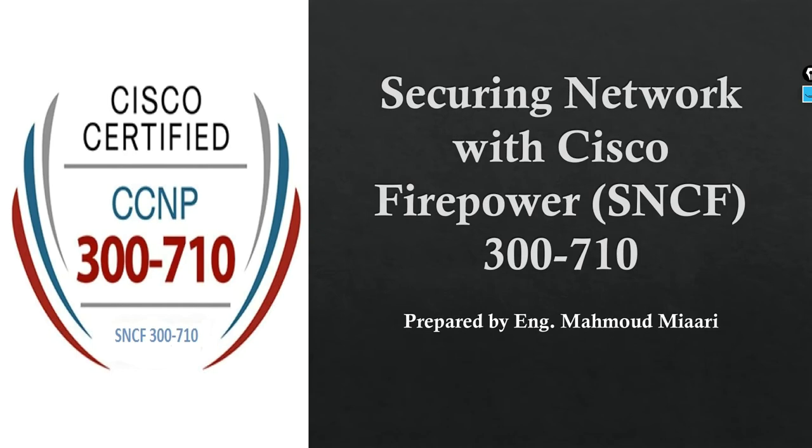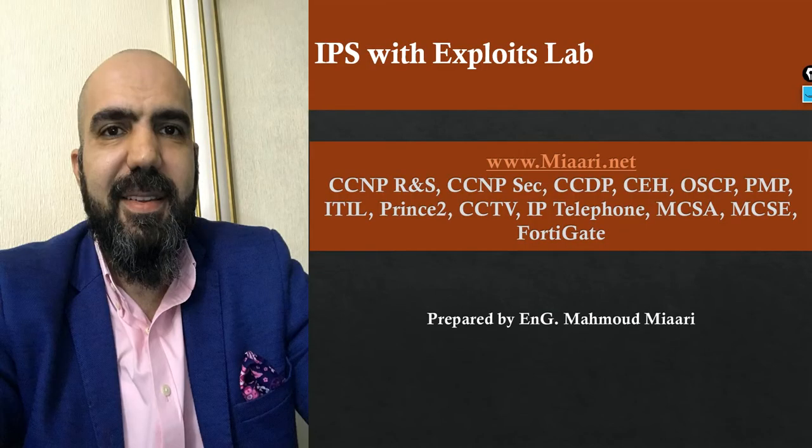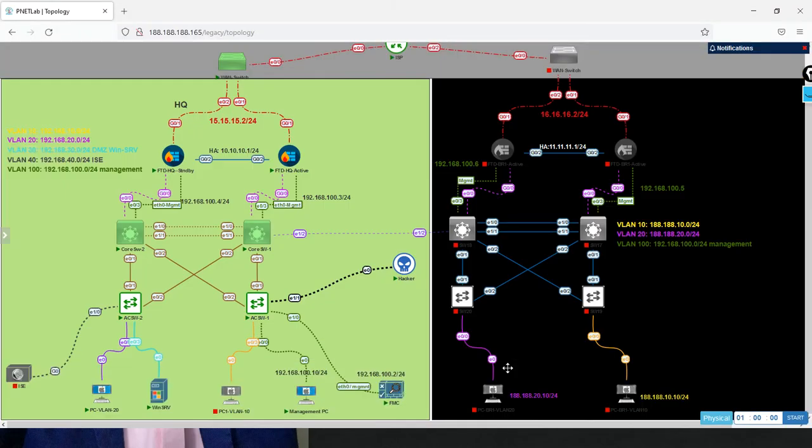Continuing the IPS with the Firepower, we talked a lot about it and explained the features and the base policy that it has. Today we will test the IPS with the exploit lab. We will try to hack a Windows 7 machine without enabling the IPS, and after that we will enable the IPS and see what happens. So let's go to our lab.